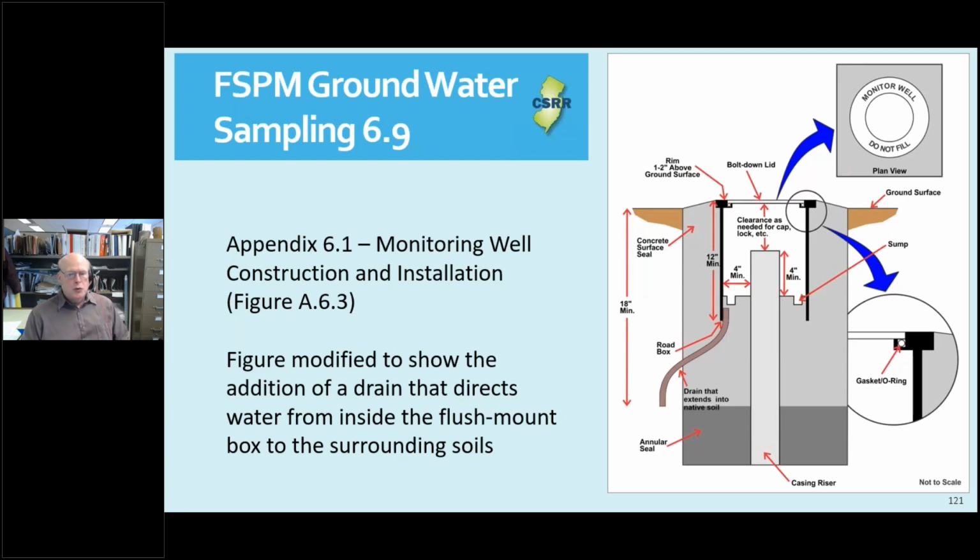To address this issue, Figure A 6.3 has been modified to recommend the installation of a drain that channels water from the interior of the well box to the surrounding soils. The drain should be of sufficient diameter that it does not clog with time. The drain should extend into the surrounding soils to an extent that the drain is not affected by the addition of the cement used to anchor the flush mount box.